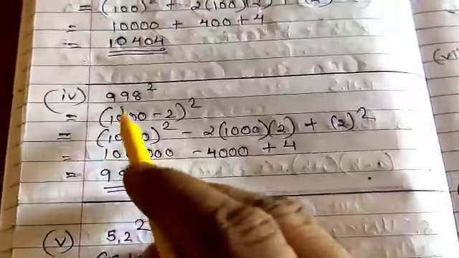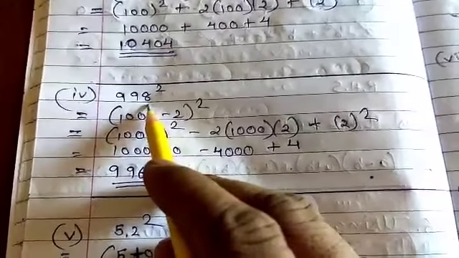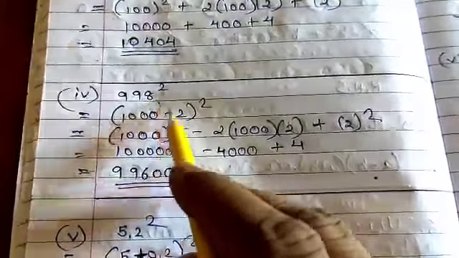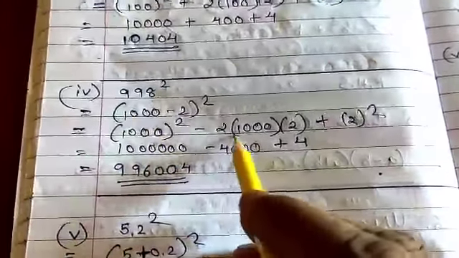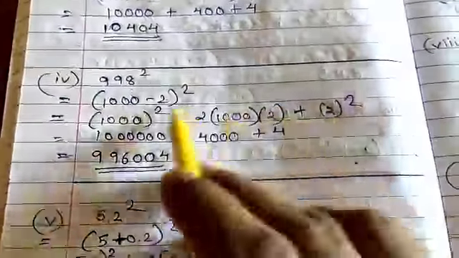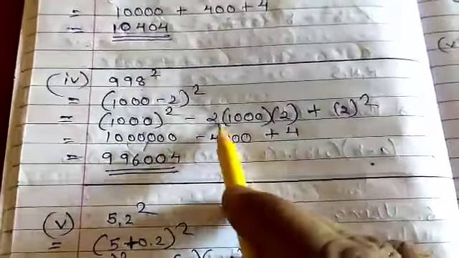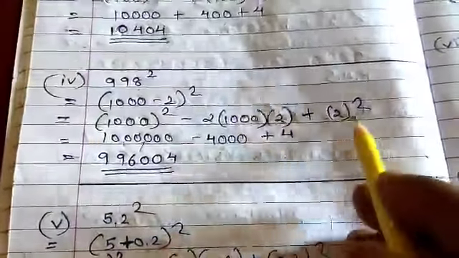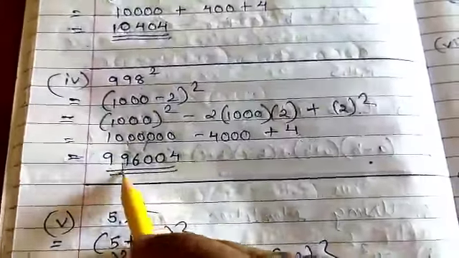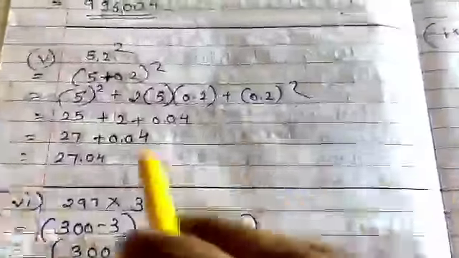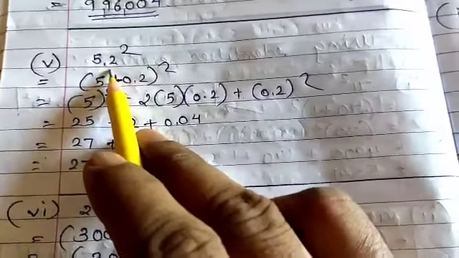Then 998. So its nearest to 10 value is 1000. So 1000 minus 2 the whole square. Then square of first term, that is square of 1000, then minus 2 into first term into last term plus square of last term. Then square of 1000 is how much? 10 lakh. Then 2 into 1000 into 2 is 4000 and square of 2 is 4. When you do addition and subtraction, you will get 9,96,004.